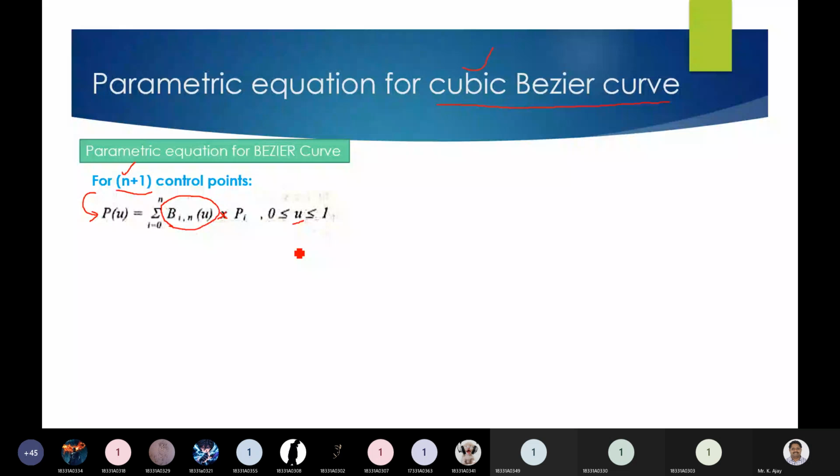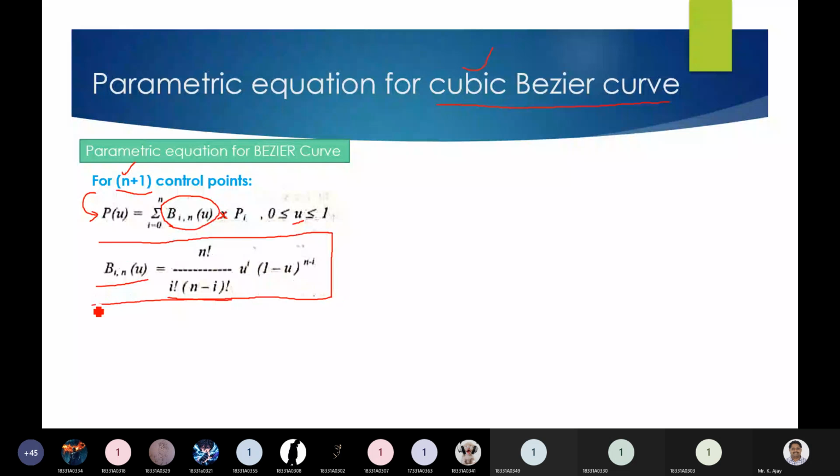B i n of u is called the Bernstein function, and it has its own formula. You can calculate it by using this formula: n factorial by (n minus i) factorial into i factorial, multiplied by u to the power of i into (1 minus u) to the power of n minus i. I want you to remember this Bernstein function. Of course, the above one you should also remember, but it is somewhat easier compared to this formula. So the generic parametric form of the Bezier curve is P of u is equal to sigma i is equal to 0 to n, B i n of u into P i.